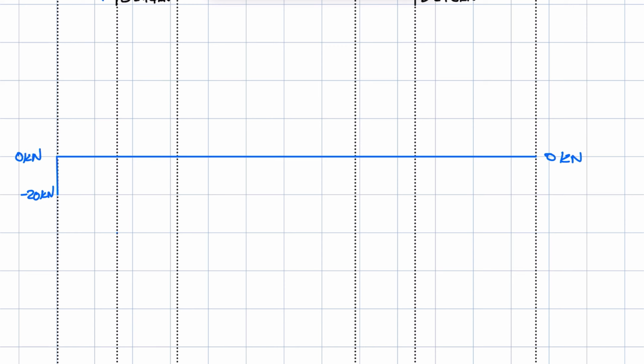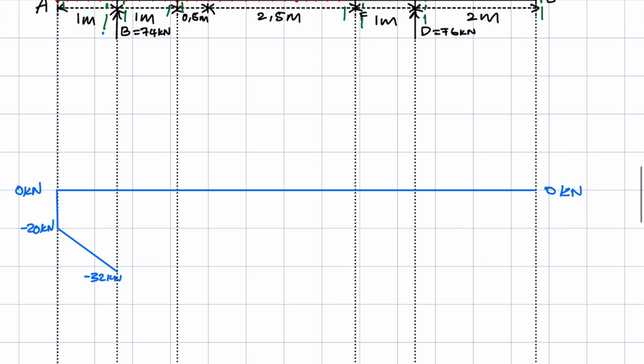We say the minus 32 is maybe somewhere there. Because there's a UDL between A and B, we draw a diagonal line to indicate on our shear force diagram that in this portion of the beam we have a UDL. So we draw a diagonal line from this point to our current point, and our current point being what? Being minus 32 kilonewtons.